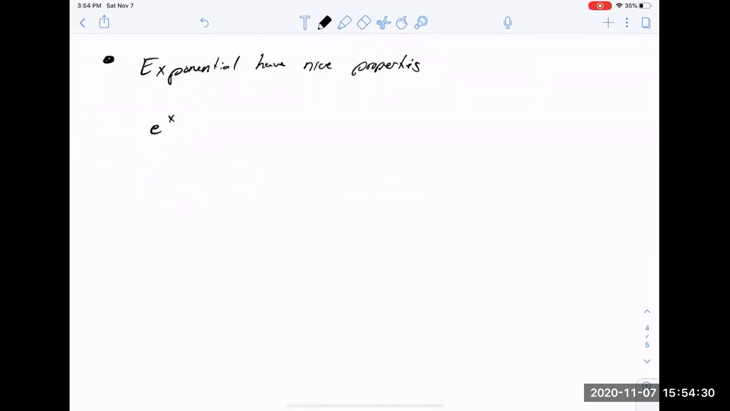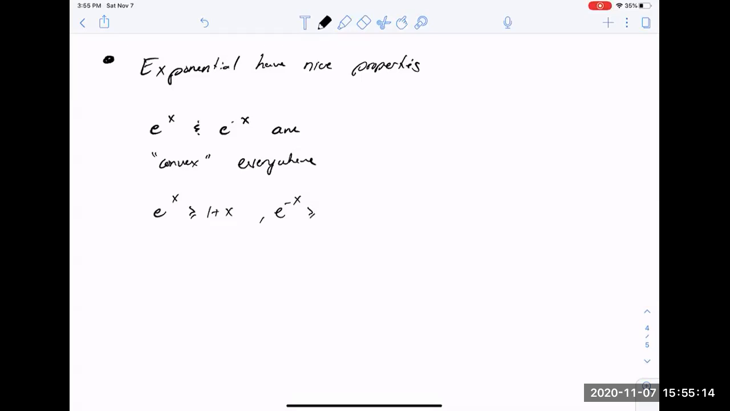So both e to the x and e to the minus x are convex everywhere. It means that if I was to look at the function e to the x, it is always greater than or equal to its tangent curves. If I take a tangent curve at 0, that would mean that it is greater than 1 plus x. Analogously, e to the minus x is always greater than or equal to 1 minus x. One can see this graphically.